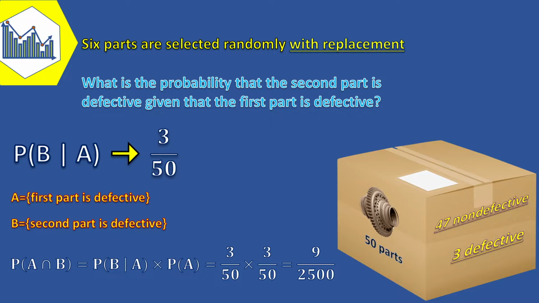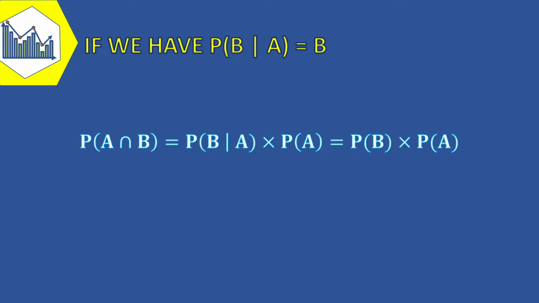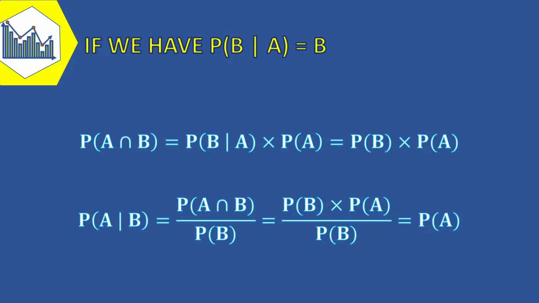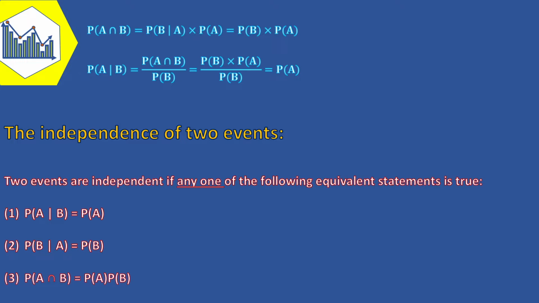In the special case that the probability of B given A equals the probability of B, we obtain the probability of the intersection of A and B equals the probability of B given A times the probability of A, that equals the probability of B times the probability of A. And the probability of A given B, as you can see, equals just the probability of A. These conclusions lead to an important definition, which is called the independence of two events, that says two events are independent if any one of the following equivalent statements is true.